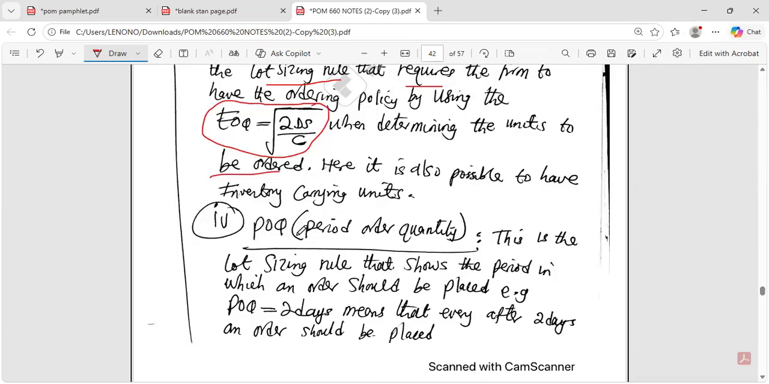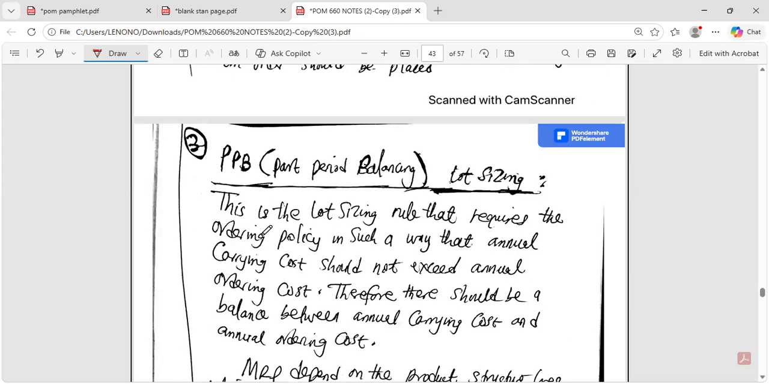Then POQ is period order quantity. This is the lot sizing rule that shows the period in which an order should be placed. E.g., POQ of 2 days means you order the demand for the 2 periods minus what you already have whenever there is a problem. That is on period order quantity. That's number 4. The last one is PPB, which is part period balance lot sizing.